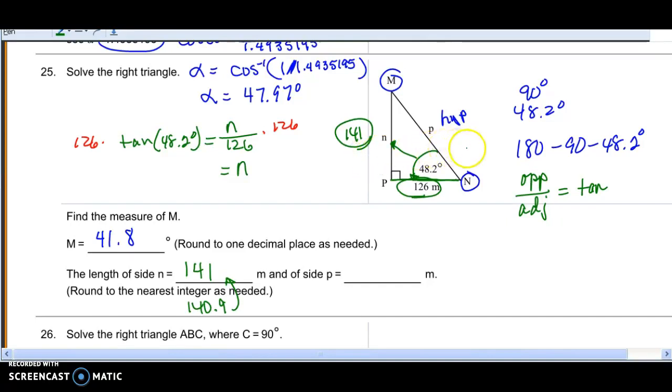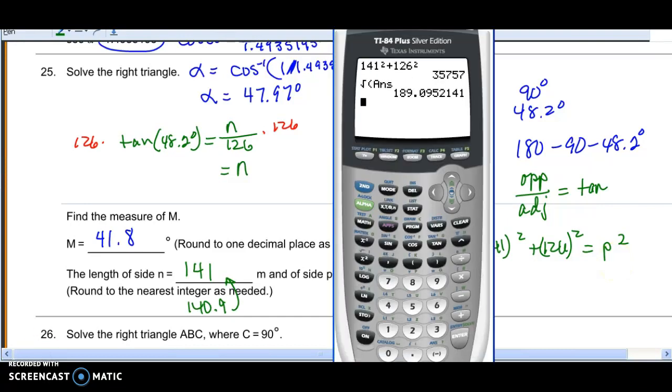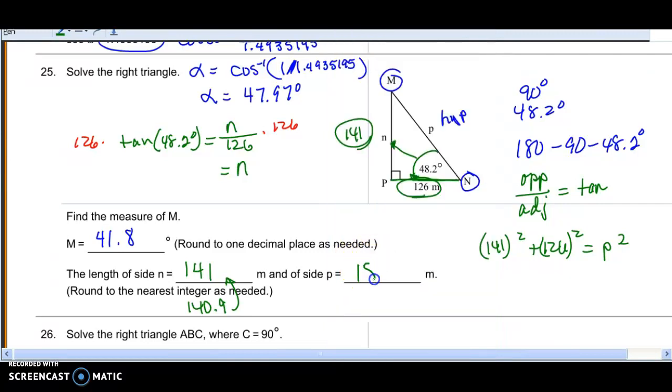Can we find the hypotenuse? Yeah, pull in old Pythagorean. 141 squared plus 126 squared is equal to p squared in this case. Go ahead and find side m. For that side I get 189.09, and it says to round to the nearest integer, so I'll call it 189. And there's our right triangle.